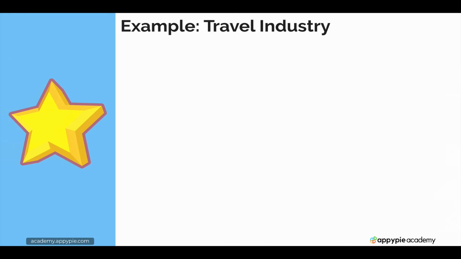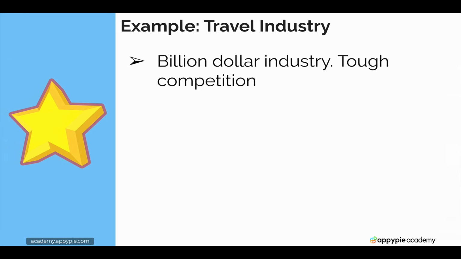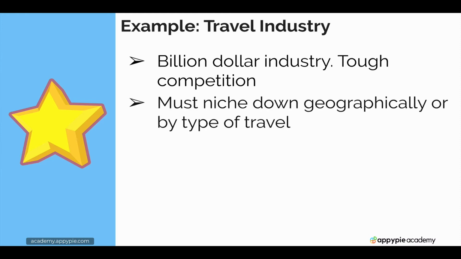The first example we'll do is the travel industry. It's a great industry. People love travel. There's a lot of excitement around it. The challenge is it's a $1 billion industry and the competition is really, really difficult. So we've got to niche down. The obvious options are geographical niching down or type of travel.